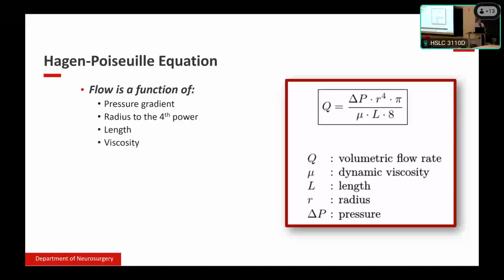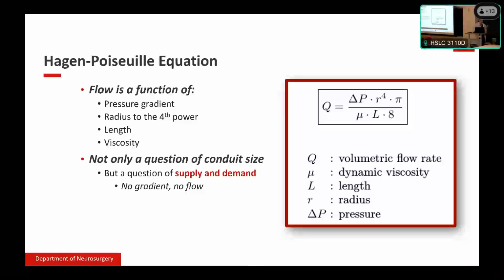And when you look at this equation, you do think that, well, of course, radius is going to have the highest influence because it's raised to the fourth power. Of course, it's going to be the most important factor. However, in situ, the pressure gradient tends to be equally important, if not sometimes more, because if you have no gradient, there's going to be no flow. So you have to have supply and demand there.